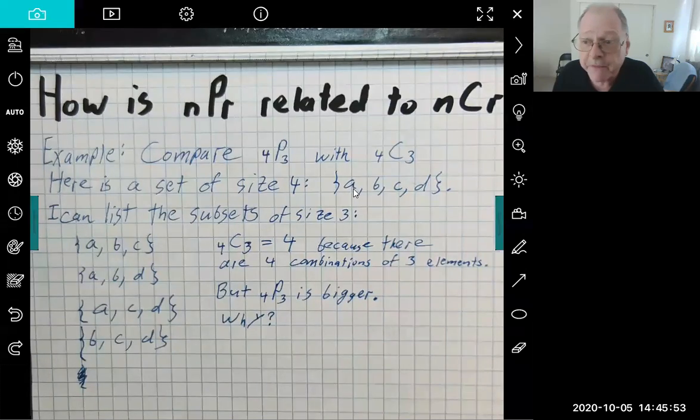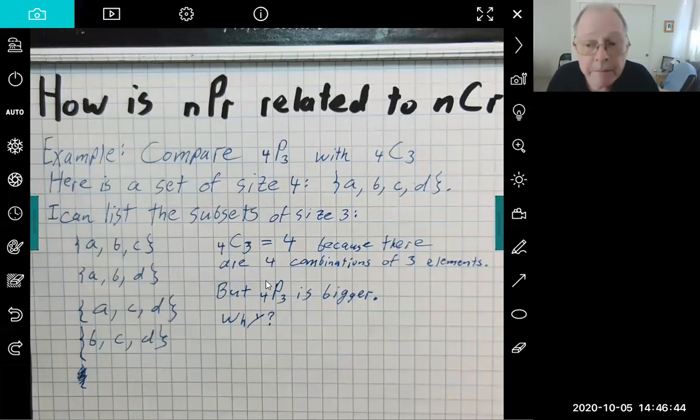So here's a set of size 4. Its members are A, B, C, and D. I can easily list all the subsets or combinations of size 3. If I'm going to pick 3 of these 4, I just have to decide which one to leave out, you know? So I've got the one where I left out the D, and the one where I left out the C, the one where I left out the B, and the one where I left out the A. So I have 4 different combinations of 3 elements. Okay, so 4C3 equals 4. There they are. I just listed them and counted them. We'll get a formula in another video later.